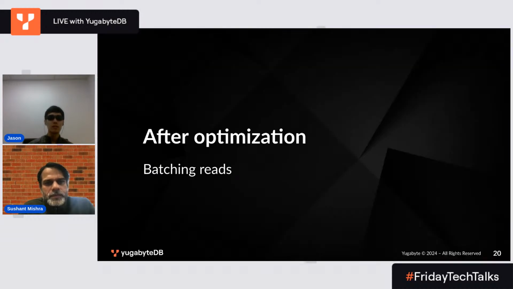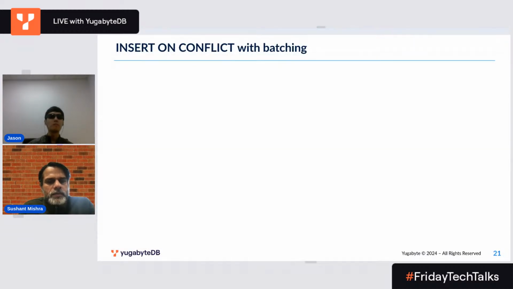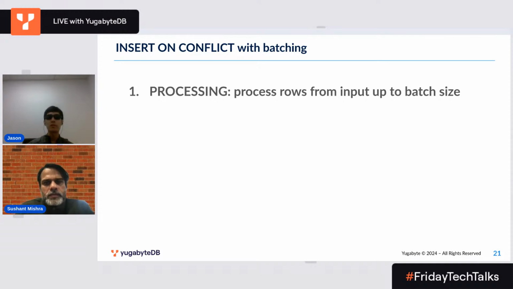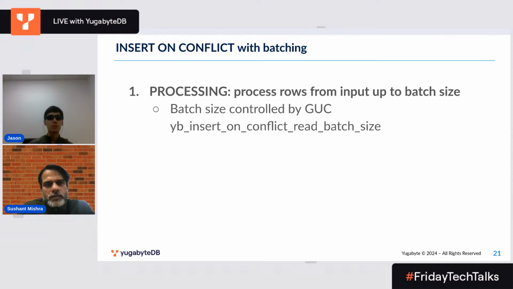Thanks. Okay, so with the optimization, the gist of that is batching the reads. You'll see why that helps so much. The batching process goes in 3 stages. One is processing the rows from input up to the batch size. The batch size is controlled by a GUC variable we added called yb_insert_on_conflict_read_batch_size.